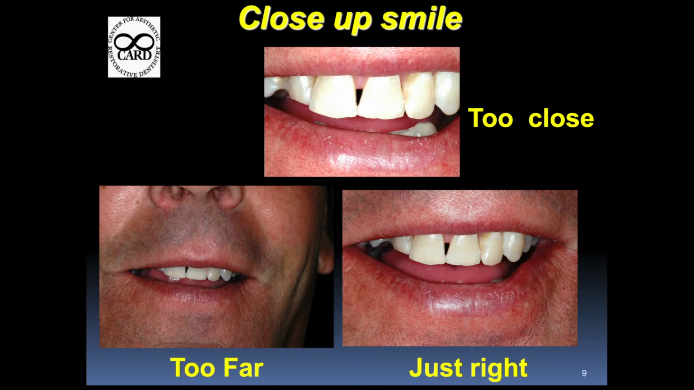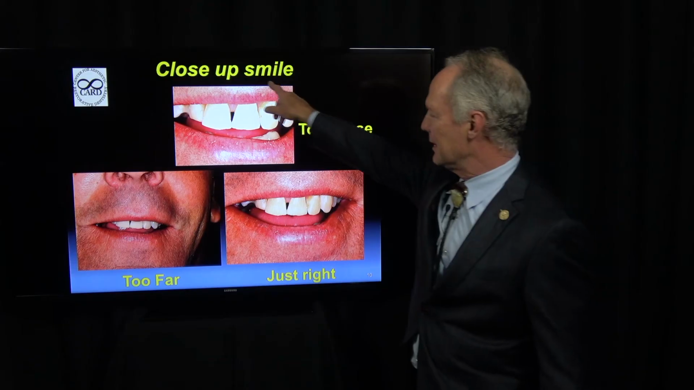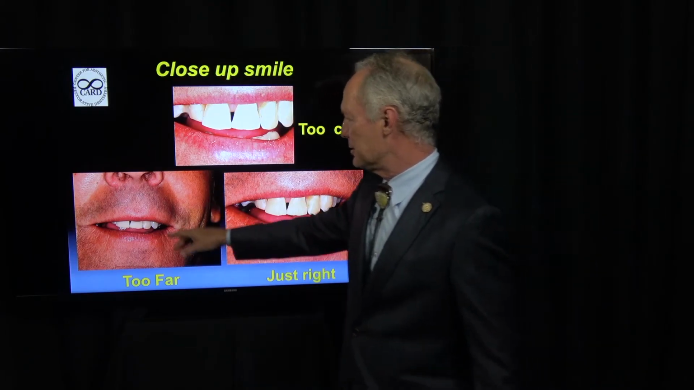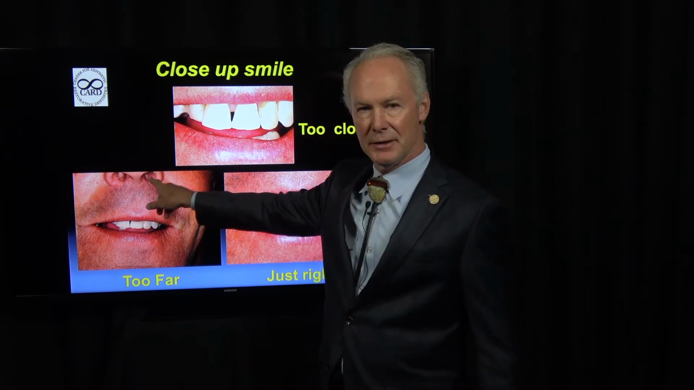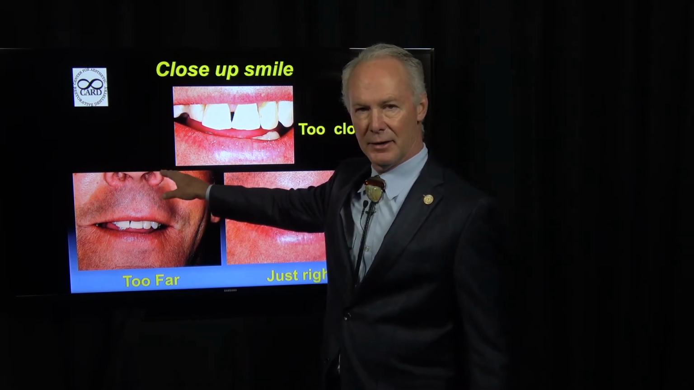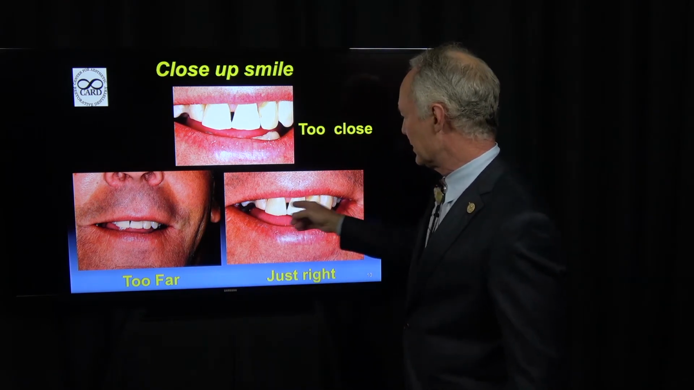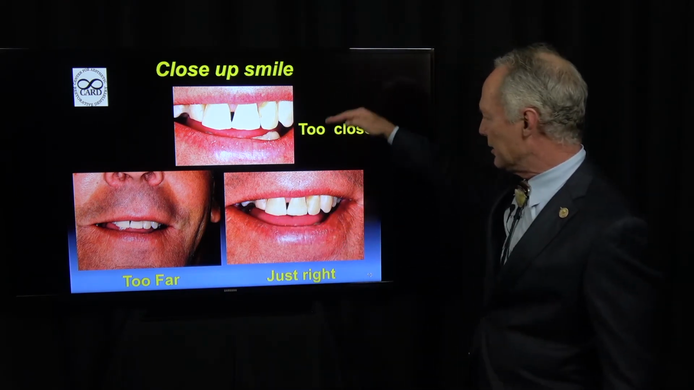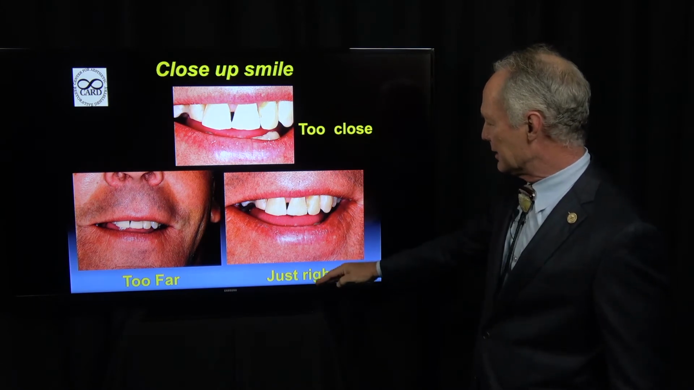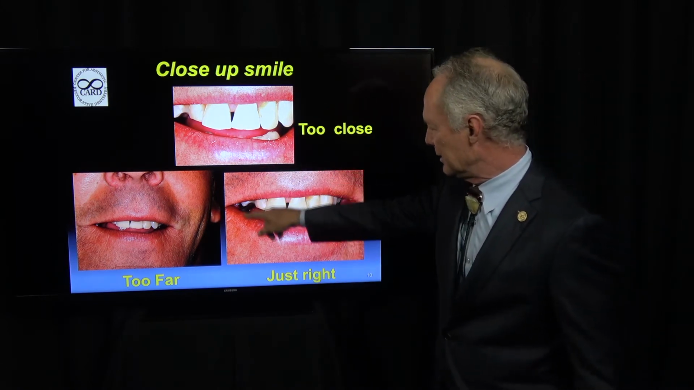The close-up smile, too close, you're not seeing the corners of the mouth. This is too far. You don't want to see things that distract, like a nose and hair in the nose. This is just right, just past the corners of the mouth. Don't get the nose, don't get the chin. You want to see the smile.